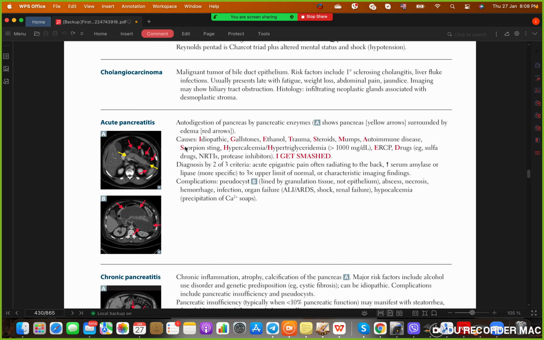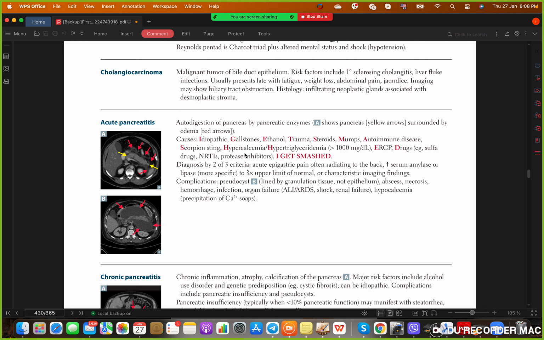So the causes of it: I get smashed. Idiopathic, we don't know why. Gallstones, because that will reverse the pancreatic juice back. Ethanol, trauma, steroids, mumps virus. The other problems that mumps can lead to: parotitis, inflammation of the parotid gland, meningitis, and orchitis, inflammation of the testicles. Autoimmune disease can also lead to acute pancreatitis. Scorpion sting. Okay, keep that in mind. Scorpion sting is kind of rare, so they like rare stuff.